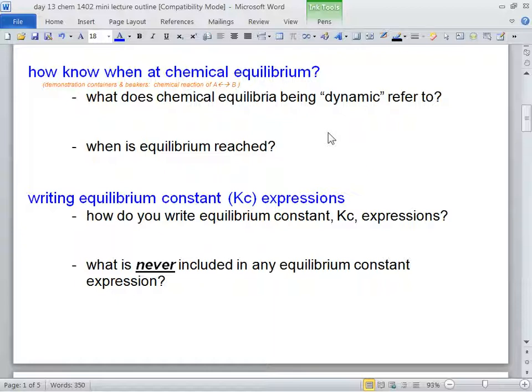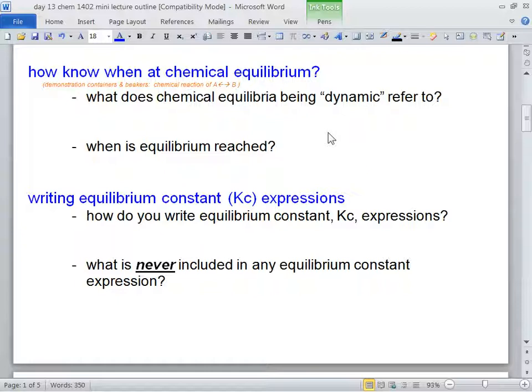So when is equilibrium reached? When the concentration of any reactant or any product is not changing over time. It's constant, even though the equilibrium is dynamic. You've got reactant being converted to product, product being converted to reactant. The point is their concentrations aren't changing over time.